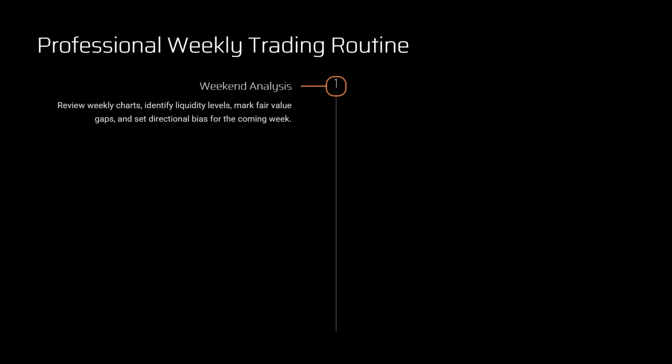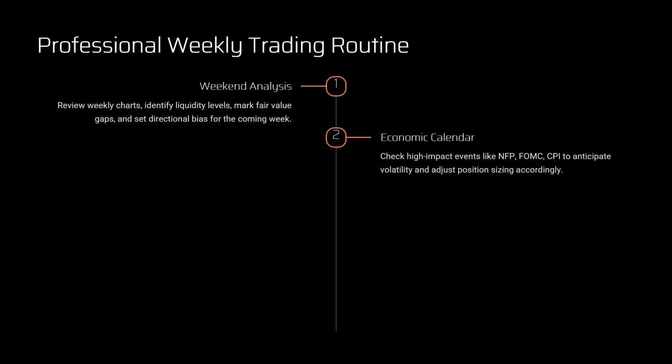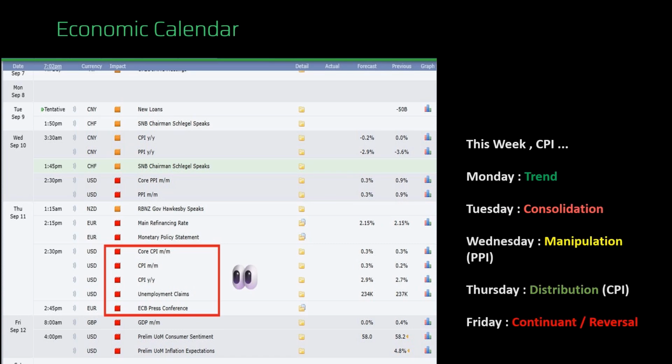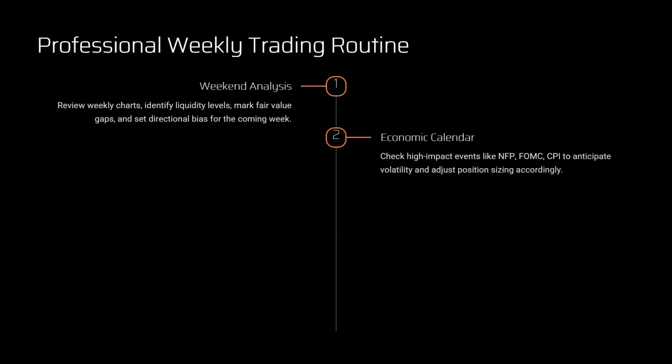Number 2 is economic calendar review. Next, I check the economic calendar to see what's happening during the week. I treat it like a treasure map. High-impact events like NFP, FOMC, rate announcements, or CPI can create volatile conditions, so I usually wait until these are over before trading. Low to medium impact events I might trade around if I have a strong opinion.